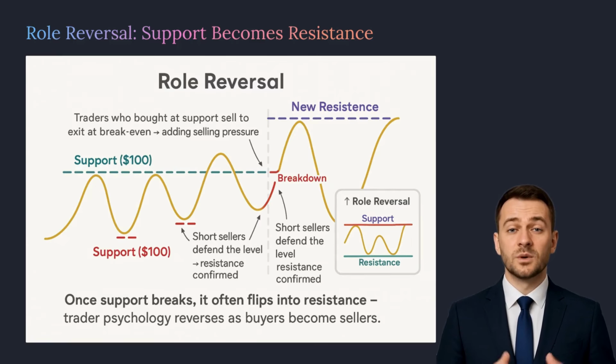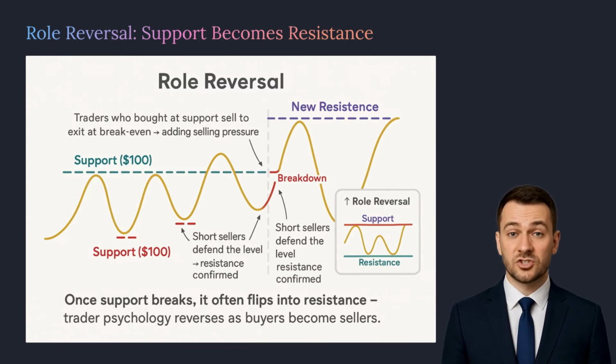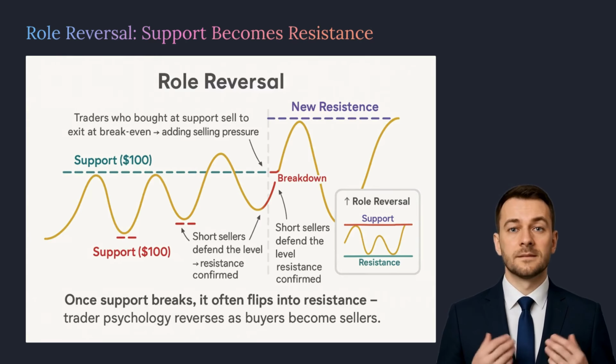In our example, the $100 support eventually gave way. Price plunged below it. When price tried to rally back, that same $100 level could now act as resistance from beneath. This is called a support-turned-resistance flip. Similarly, a broken resistance can turn into support on pullbacks.